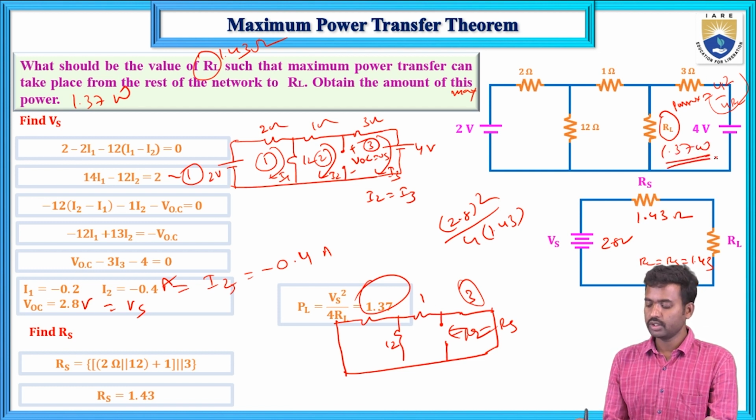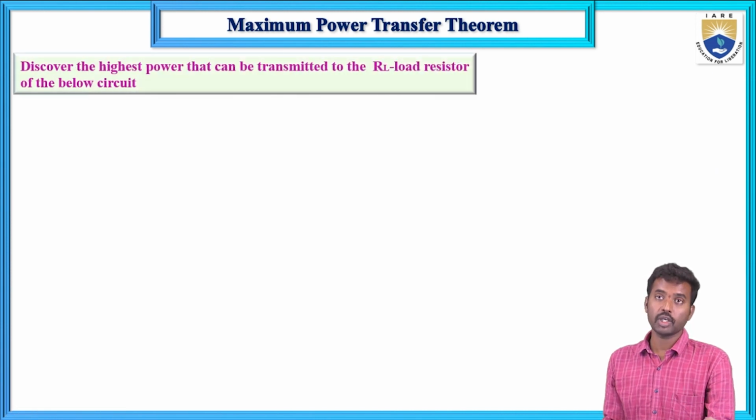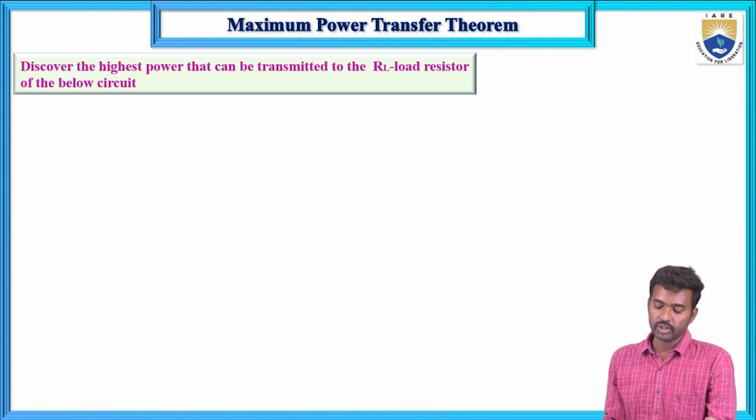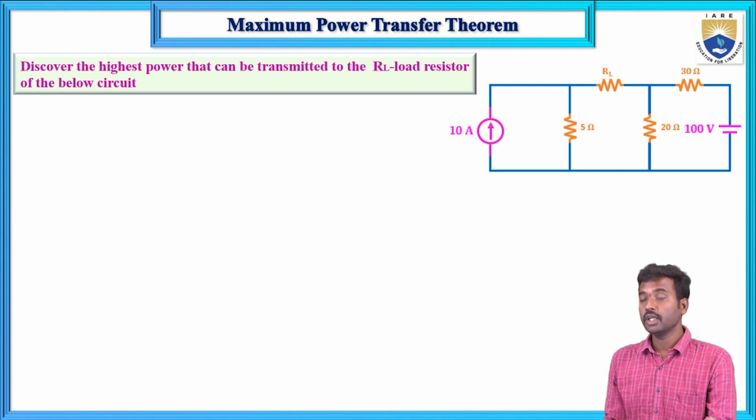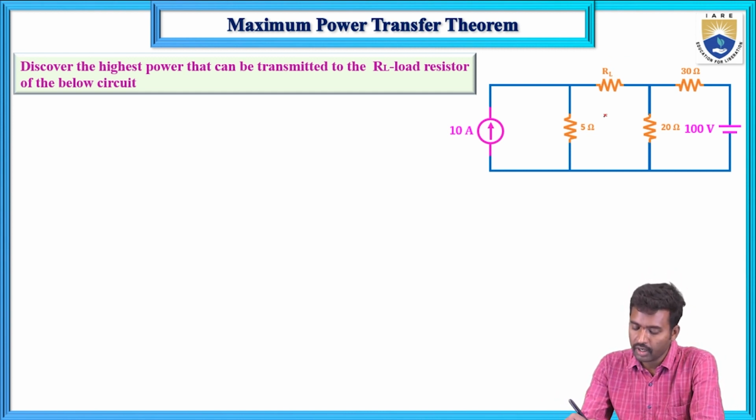1.37 watts. Now last problem: determine the maximum power that can be transmitted to the load resistance RL of the below circuit. Here is the circuit, with one current source and one voltage source, and this is the RL. Here, 5, 20 and 30 ohm resistors are present. How will you calculate this RL and the maximum power delivered?